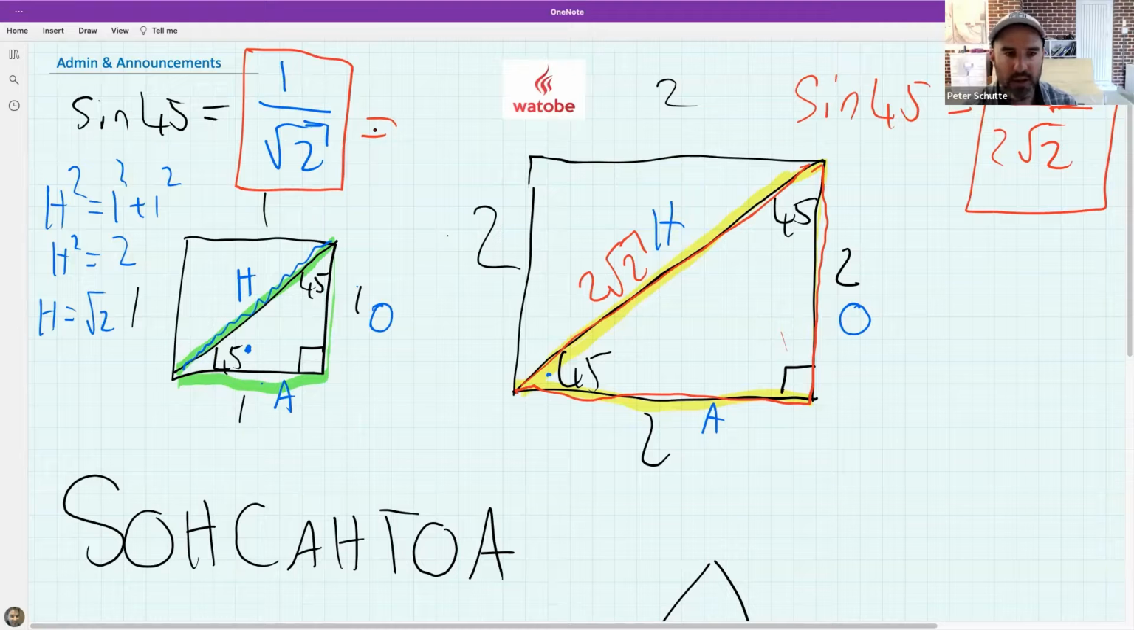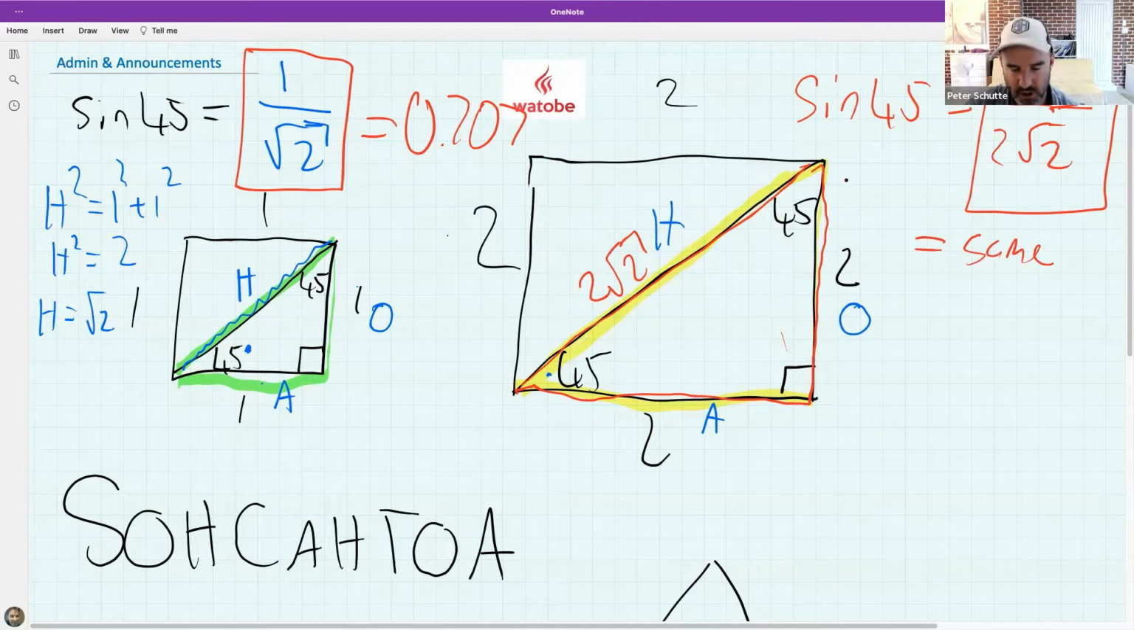So we get 1 divided by square root 2, and then I get a funny root thing, and I hit the SD button, and you should get 0.707, something like that. Now I want you to go to sine 45 over here, and type 2 divided by 2 root 2 and see what you get for that. Are they the same or are they different? The same. They're the same, right? Okay. The same.